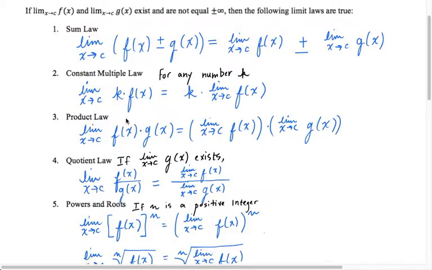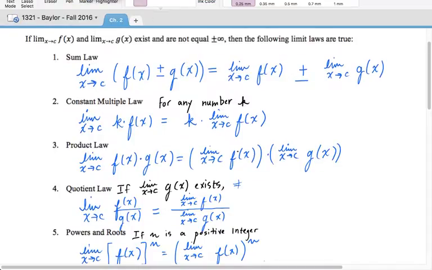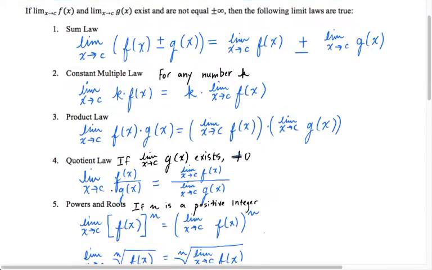As long as the limit as x approaches c of g of x exists and is not equal to 0. I should have put that there. As long as that exists and is not equal to 0, then the limit as x approaches c of a fraction can be split into the fraction of the limits. So the limit of the numerator divided by the limit of the denominator.